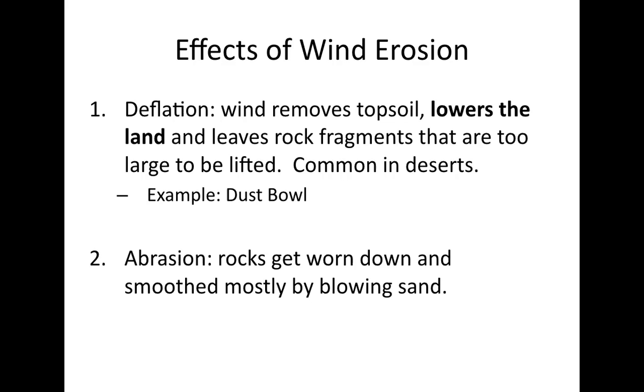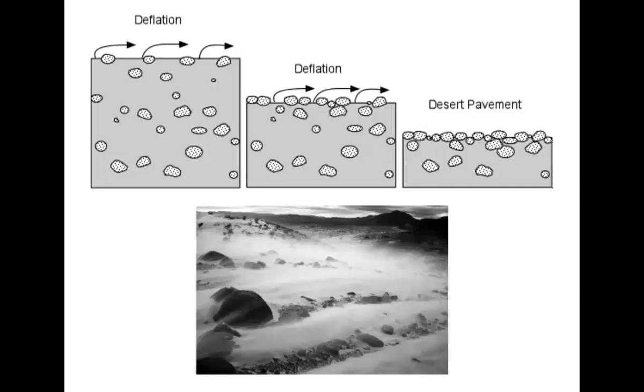The second thing is abrasion. We mentioned this briefly yesterday. Abrasion is when rocks get worn down and smoothed, mostly by blowing sand. Okay, so here's an example of deflation. So the top layer gets removed, okay, and then we start to see our actual rock fragments staying behind that are too heavy to be picked up and moved.